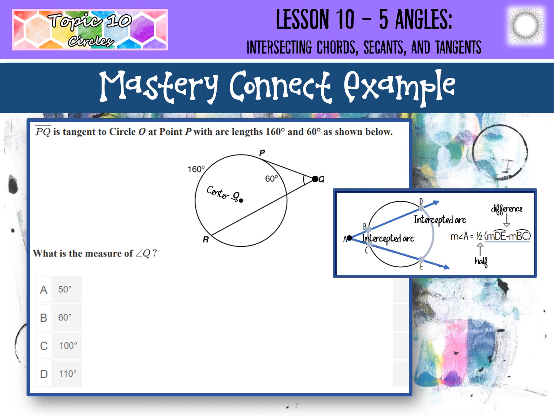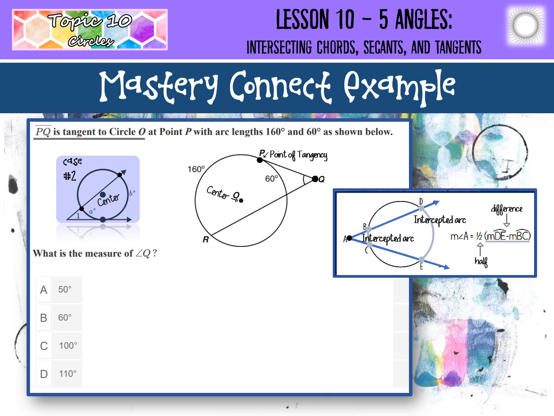Another Mastery Connect example. This time segment PQ is tangent to the circle, and it's going to be case number 2. It looks like that. So there's our point of tangency. And there was a mistake in this problem. It should not be lengths, it should be measures, because measures are in degrees. Lengths are not in degrees. So there's a little typo there. We got that fixed now.